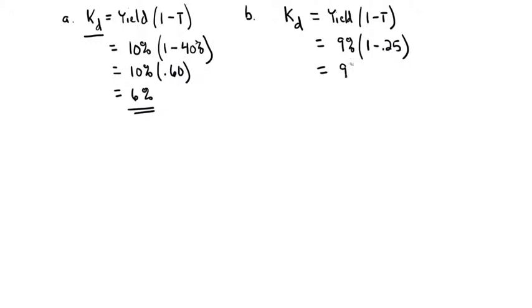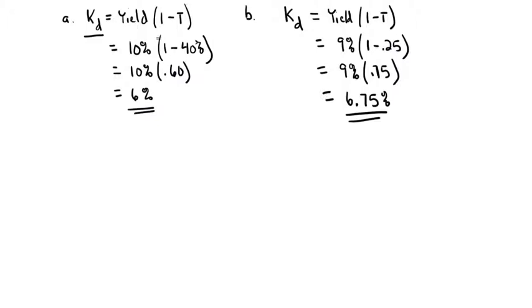This is going to be 9% times 0.75, and our new after-tax cost of debt is going to actually go up to 6.75%. Okay, so C, which plan is optimal? Oh, I'm sorry. C, why has the after-tax cost of debt gone up or down from part A to part B?